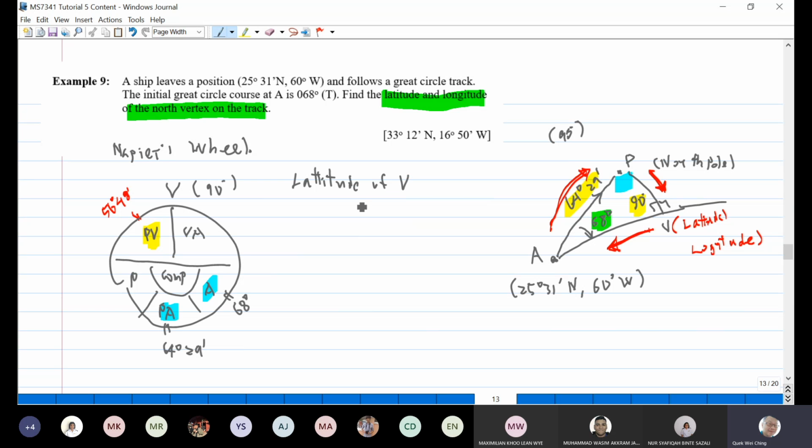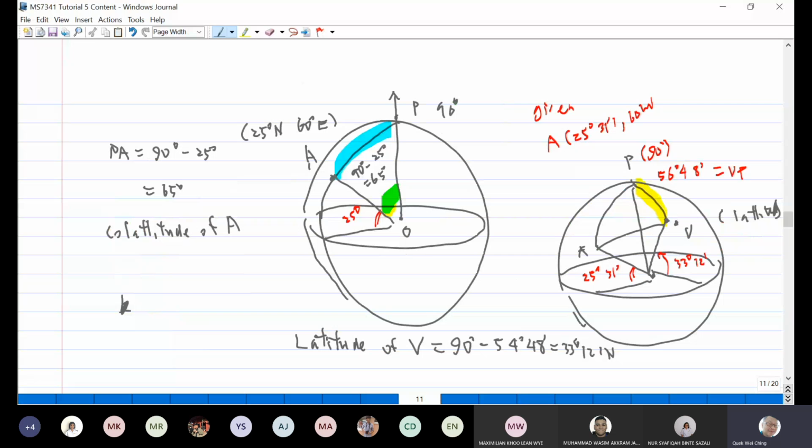The latitude of the vertex is equal to 90 degrees minus 56 degrees 48 minutes, which is 33 degrees 12 minutes north. This is the latitude of V, how high it is. The picture is actually inside this sphere I give you. Given this, find the latitude now.